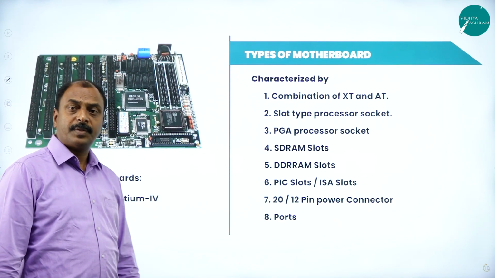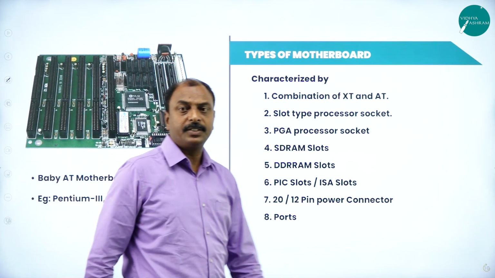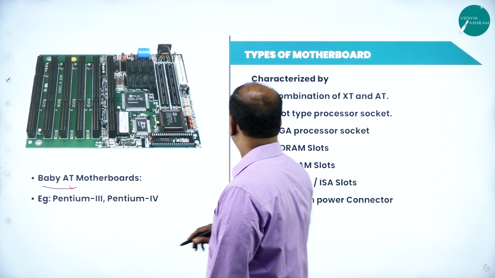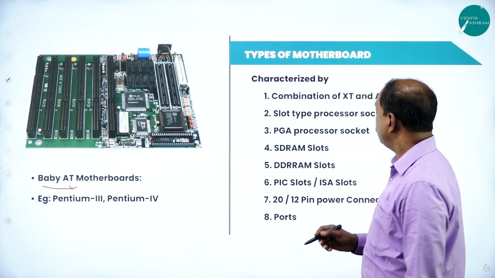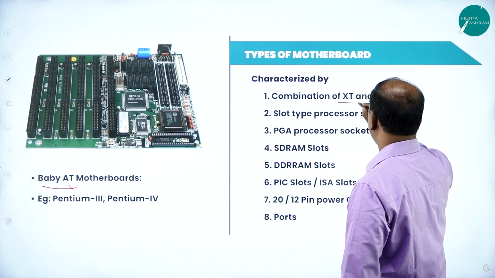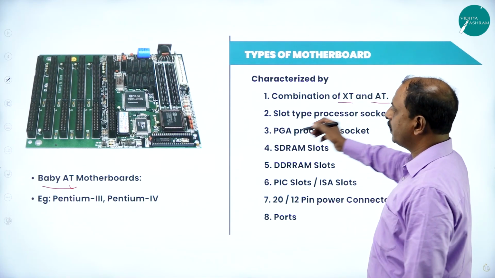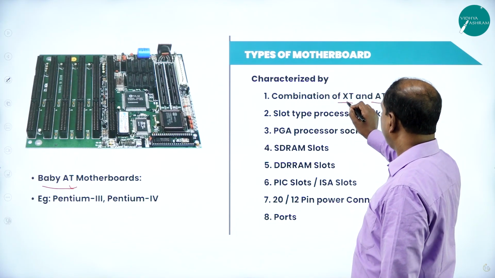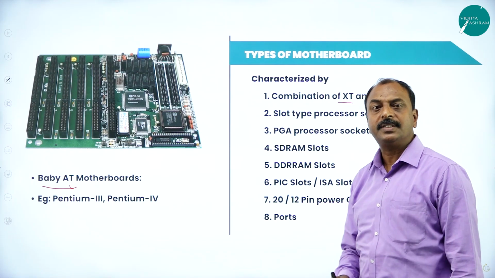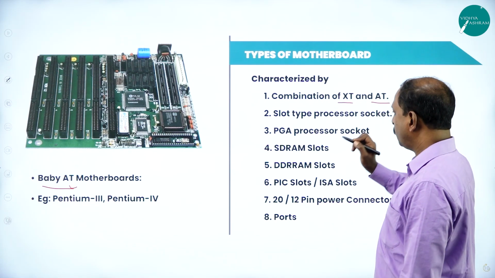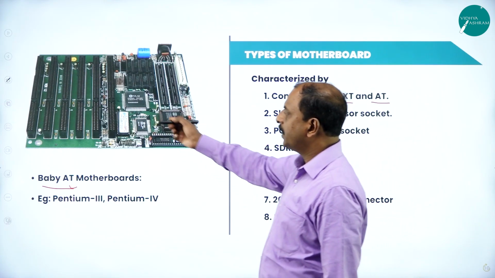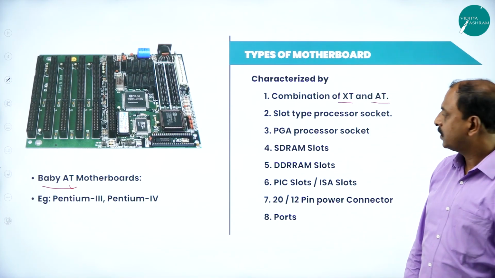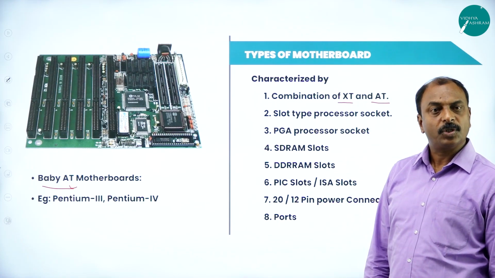After the AT motherboard, now we have another category called the baby AT motherboard. So what is the baby AT motherboard? It is a combination of XT and AT motherboard. These two are what you have seen in the previous slide. Since it is a combination of both types of motherboard, obviously it will have different types of components, connectors, slots, or sockets to connect different types of devices.